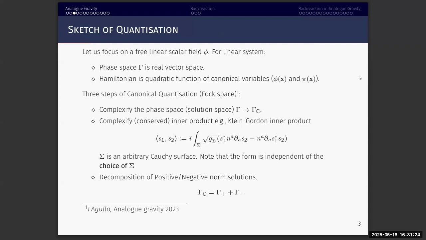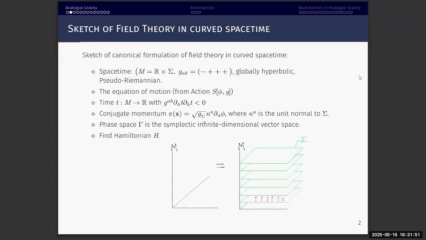And using some Kähler manifold, you can redefine the vector field as a complex vector field. And also, you can define some complex inner product, for example, the Klein-Gordon product. Using this, you can define the norm of the spacetime. I want to emphasize that in this norm, you have this Cauchy surface, which defines the vector. So we have some space-like surface.